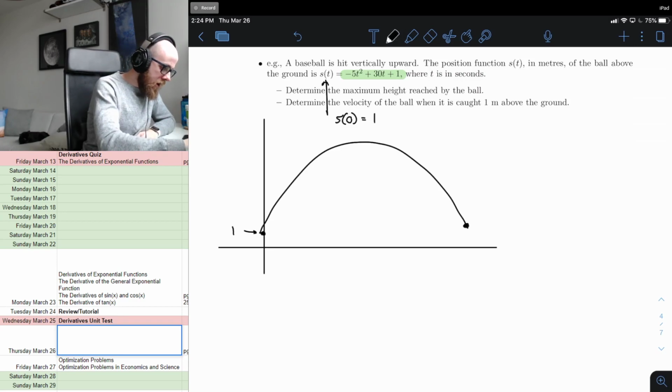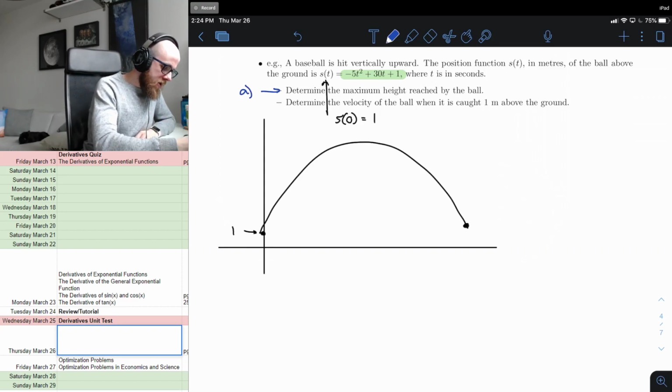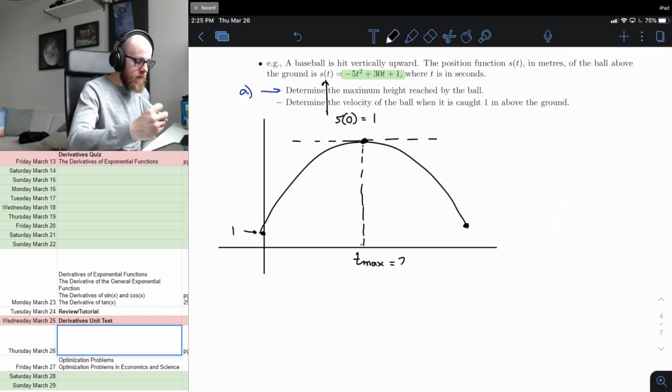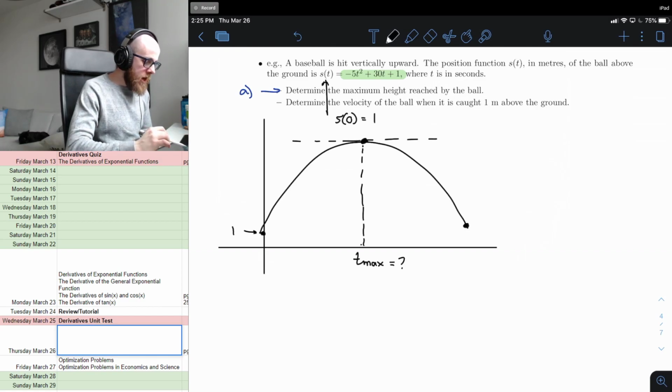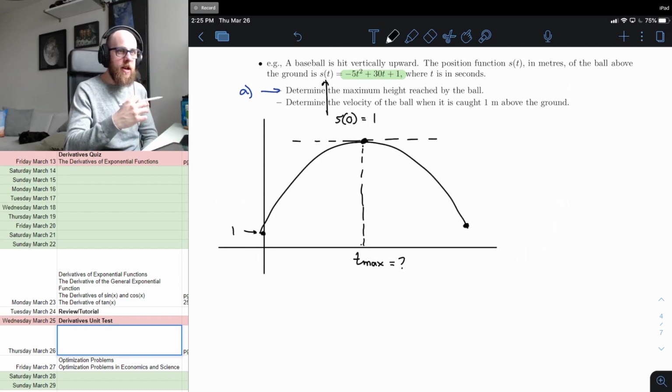So for part A here, we have to figure out what the maximum height of the ball is. Okay, so we want to figure out what's happening up here, or rather, when we reach that max height. So we want to know what, let's call that t max. We want to figure out what t max is. That's our goal for part A. All right. And so because we know the height of the ball above the ground, we know the function for that, that's s of t.